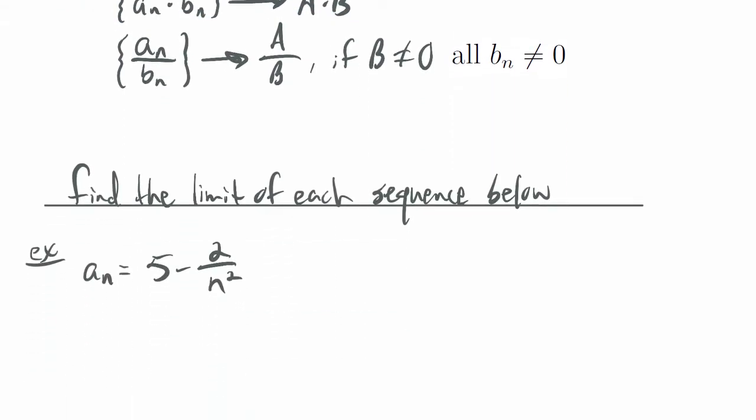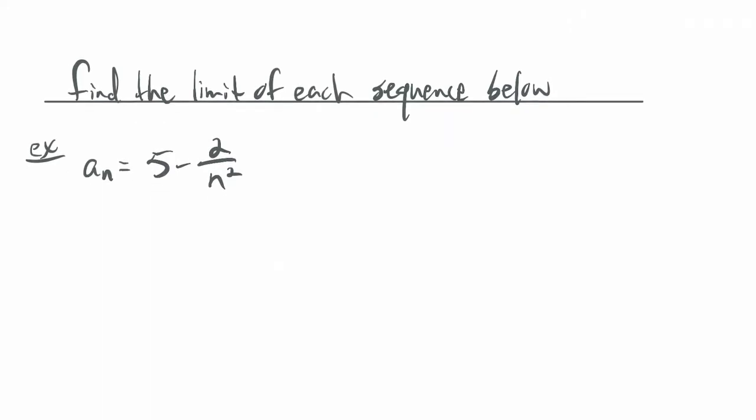Okay, so let's do this. Let's find the limit of each sequence below. And we're going to use, or rely on, some justifications that we've used previously. So if I do 5 and minus 2 separately, this clearly goes to 5.